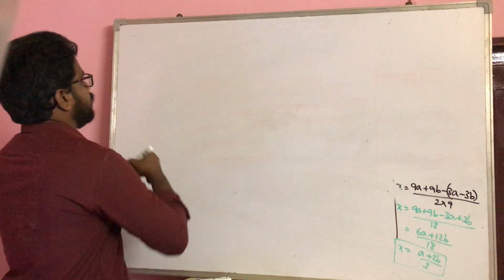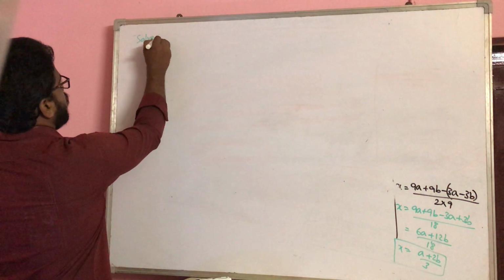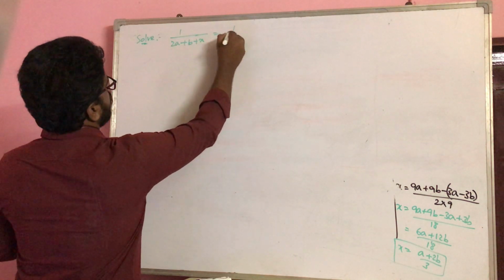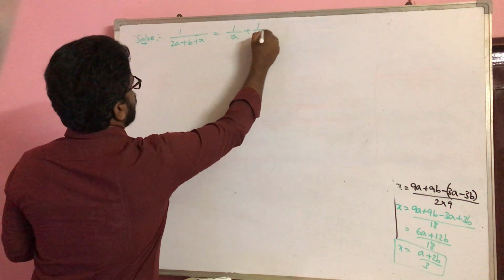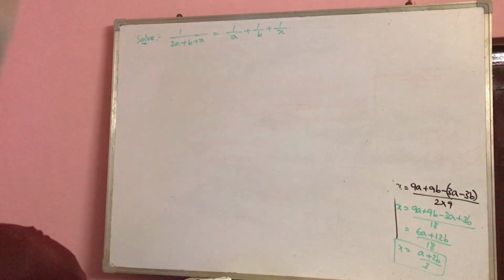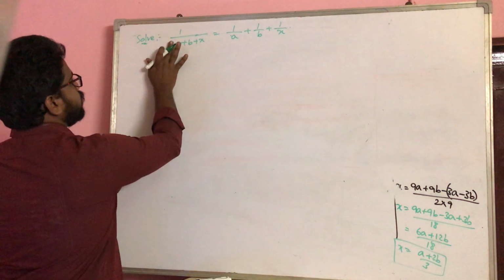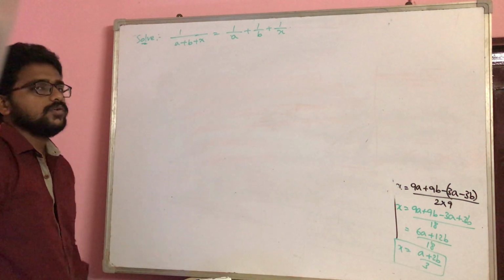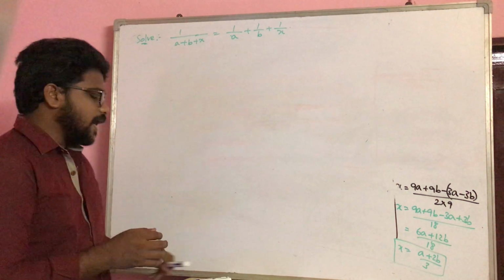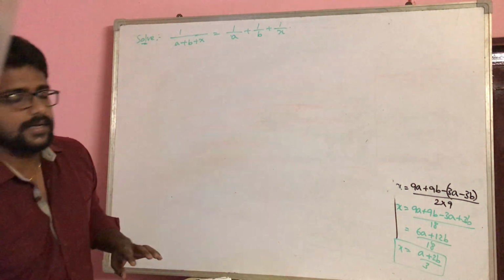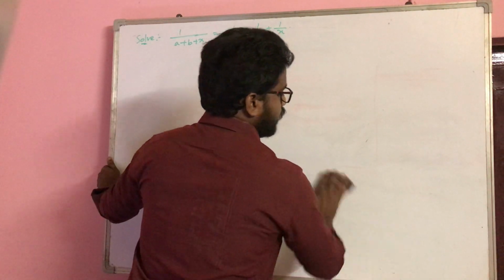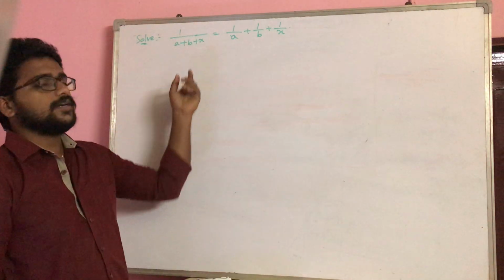Now see, for example, if I have a question like this, solve 1 by 2a plus b plus x is equal to 1 by a plus 1 by b plus 1 by x. Solve for x if I give you this one. Yeah, you can take 1 by a itself. 1 by a plus b plus x is equal to 1 by a plus 1 by b plus 1 by x. So, you just have to get that logic correctly. If you remember, I will just start with a simple example and then I will try to explain to you how to relate to this question.